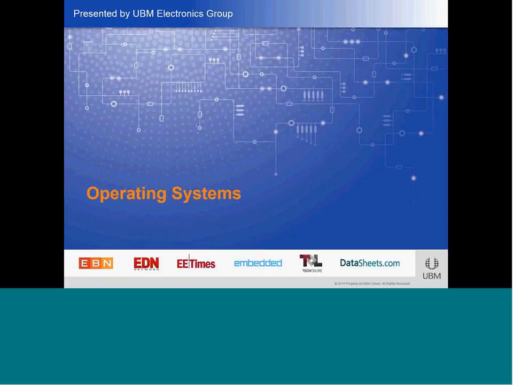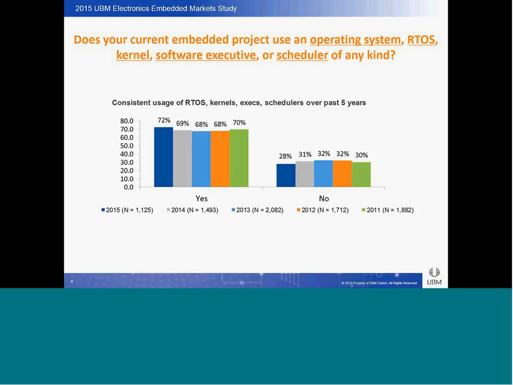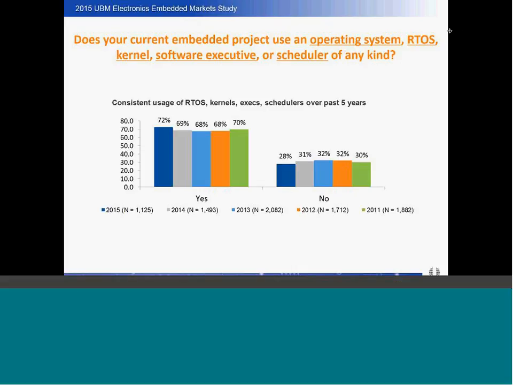Let's take operating systems. Now, if you have extremely small systems, you may not need to have an embedded operating system. There are many products out there that have a small code size and don't really need the function that an embedded operating system provides. One of the questions they asked was, does your system use an embedded operating system, a real-time operating system, any sort of kernel, software executive, or scheduler of any kind.